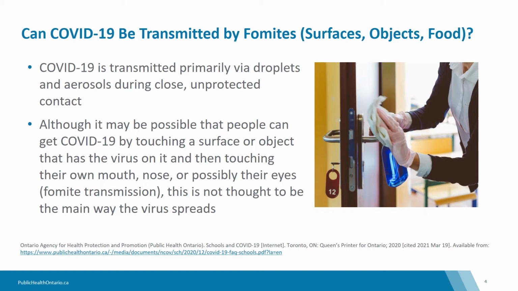However, fomites can contribute to the transmission of other respiratory and gastrointestinal pathogens, e.g. RSV, norovirus. Therefore, environmental cleaning remains an important infection prevention and control measure in schools.